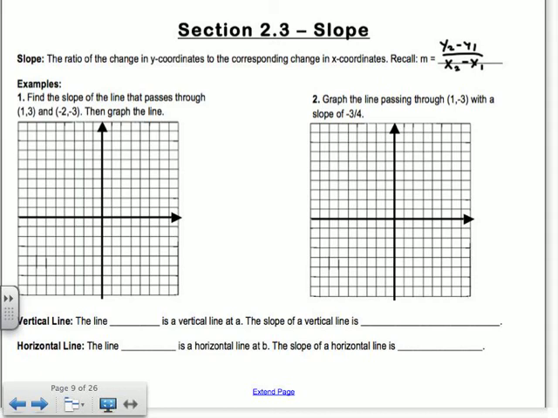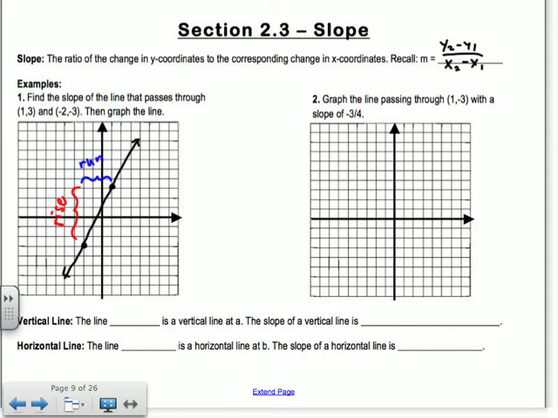Number 1 says find the slope of the line that passes through the points (1, 3) and (-2, -3). So we're going to go to (1, 3), (-2, -3). We're going to graph the line. Now when we first talked about slope, we called it rise over run. So rise was the change in the y value, and run was the change in the x value.